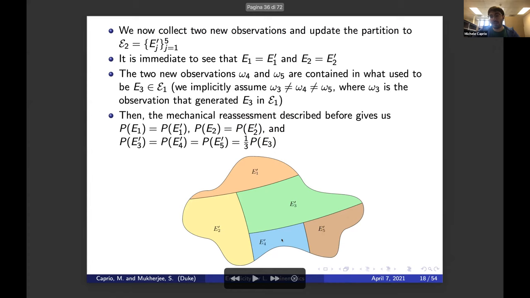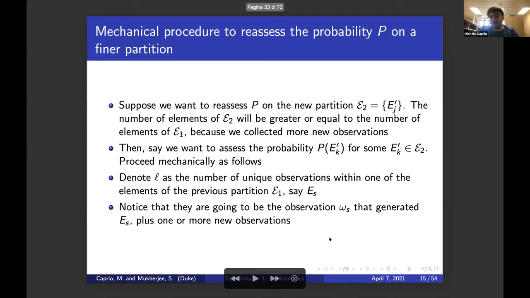So the probabilities of E1 prime and E2 prime stay the same, because the new elements do not belong to what used to be E1 and E2. And the probability that we used to assign to E3 is now split equally between E3 prime, E4 prime, and E5 prime. And this is what this mechanical procedure is saying.